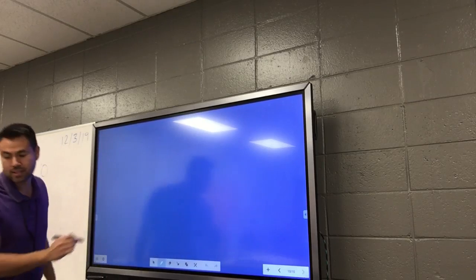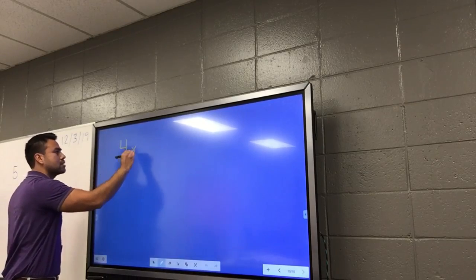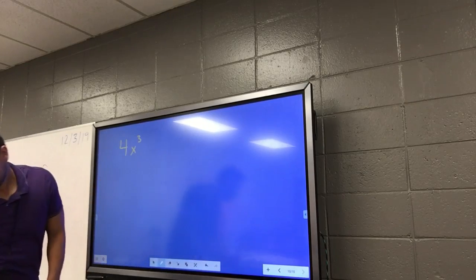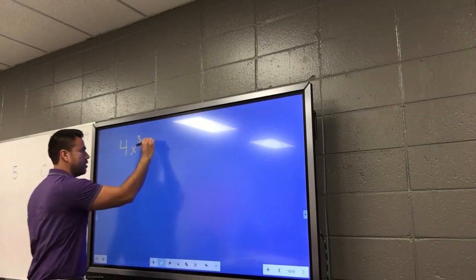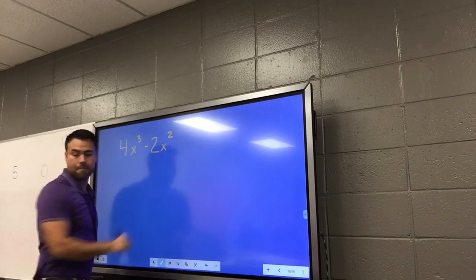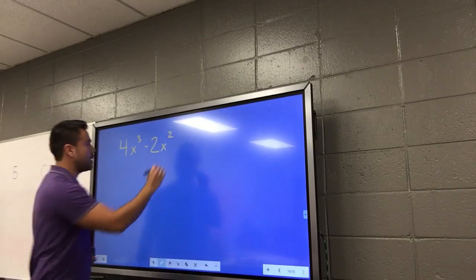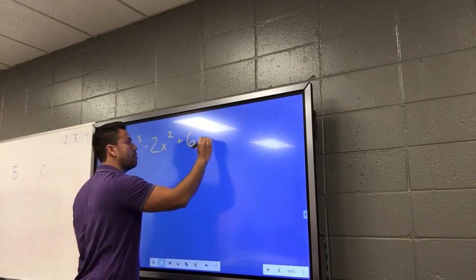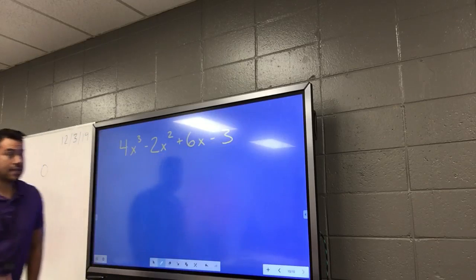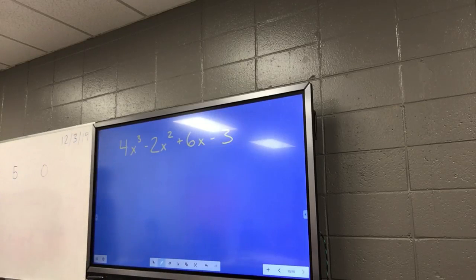Okay, here, let's write this down. 4x cubed minus 2x squared plus 6x minus 3. Okay, this is written in standard form. Can anyone kind of maybe figure out why it's standard form? Just thinking about degree and all that. Just think about your degree and the variables and exponents. That's standard form, but maybe you can tell me why.